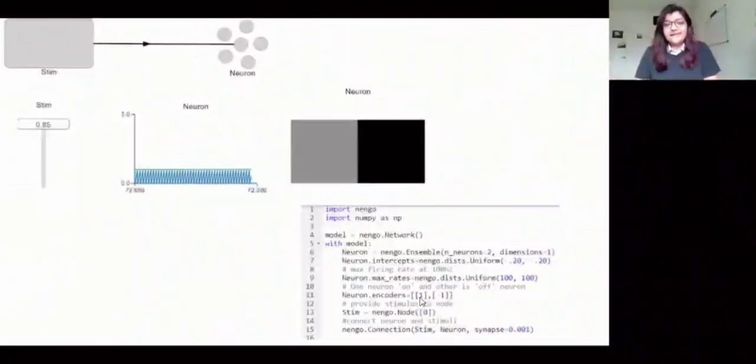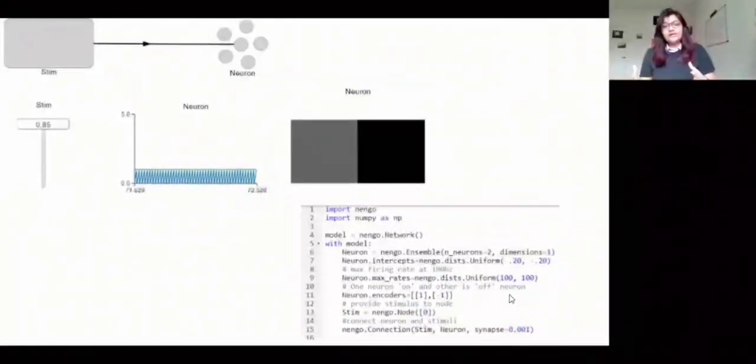Let me explain the code a little bit. You can provide neurons, and we are ensembling the neurons using the dimension factor and the number of neurons we want. Then we provide the distribution for individual neurons, which you can customize however you want. For the max firing rate, we provide how much energy it's going to use. Here I have given 100 each.